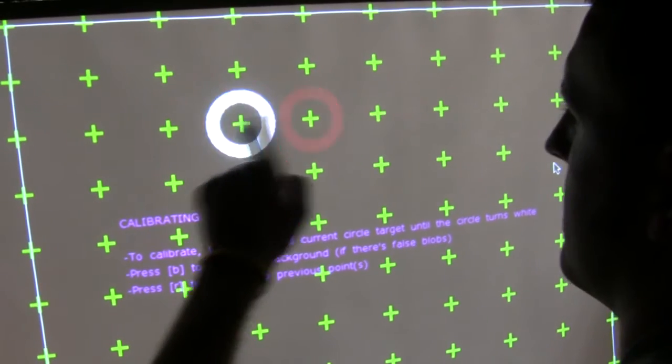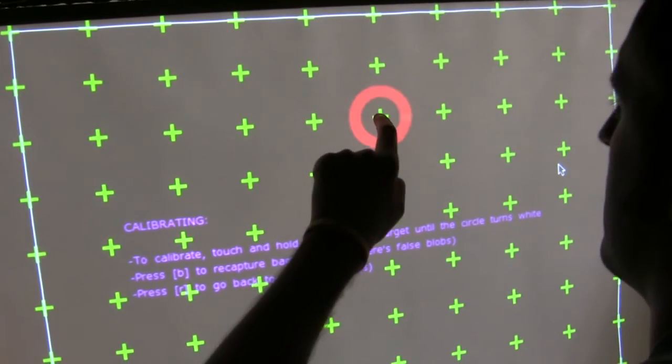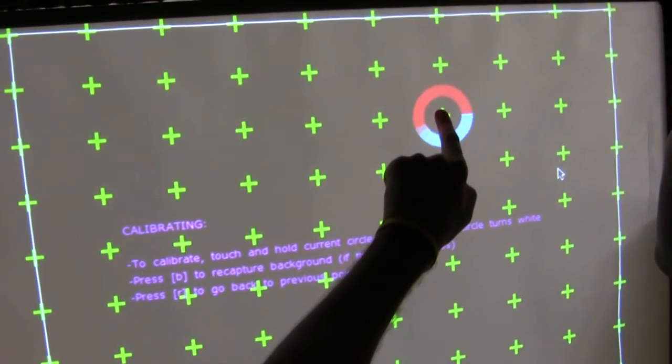I also helped Brock Norman with the touchscreen. I also helped him calibrate it, and that mainly involved me sitting behind it, just pushing the dots and making it say, hey, this is where this dot is.